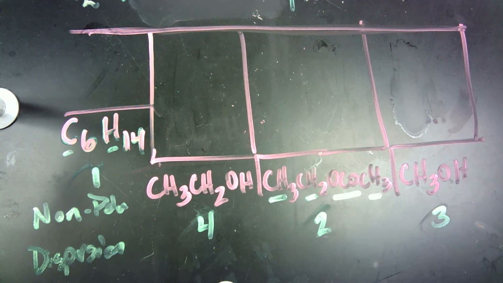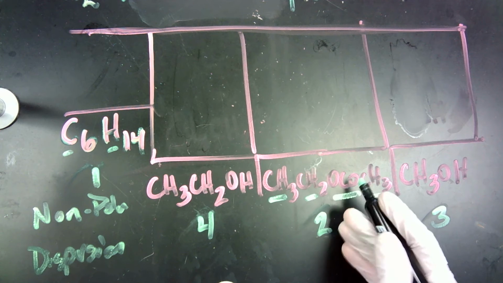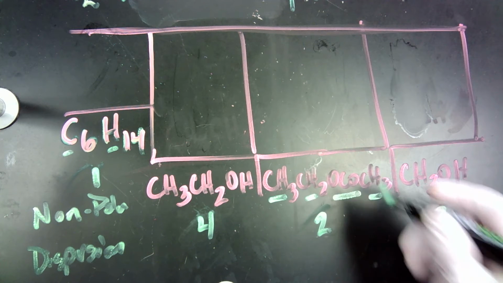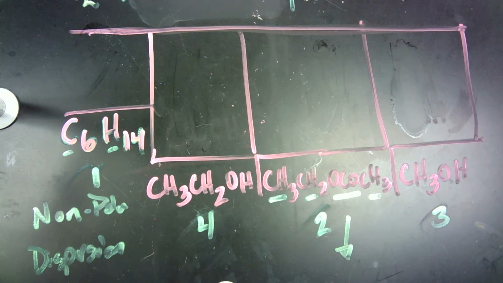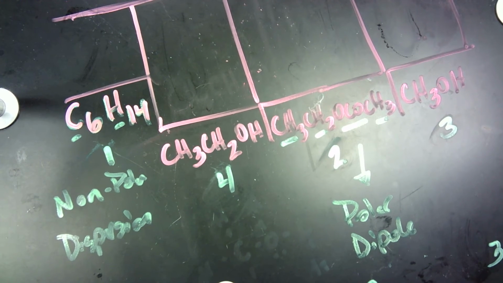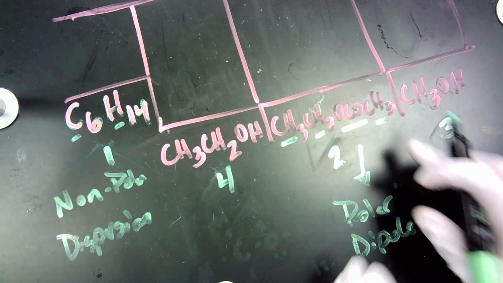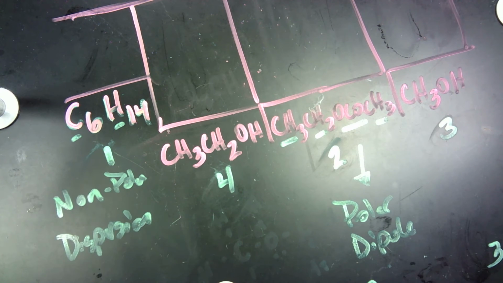Well, right here we have this OCO group. And anytime we have different elements in a molecule, especially an oxygen, well, oxygen is going to be bonded to a carbon here. So this is going to be a polar molecule, which means a dipole. If you have a polar molecule, a dipole is a stronger intermolecular force.